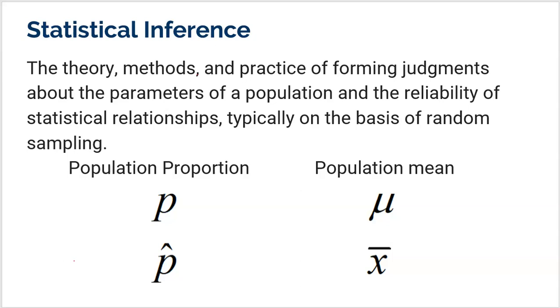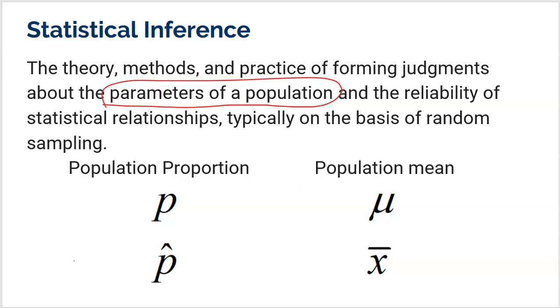It is the theory, methods, and practice of forming judgments about the parameters of a population and the reliability of statistical relationships, typically on the basis of random sampling. This is actually a really good definition of statistical inference, and there are a lot of really good parts to it. First off, I want to emphasize it is all about forming judgments about the parameters of a population.